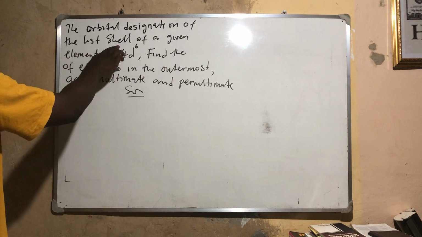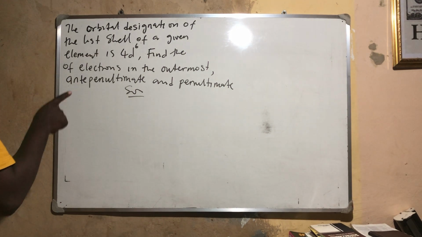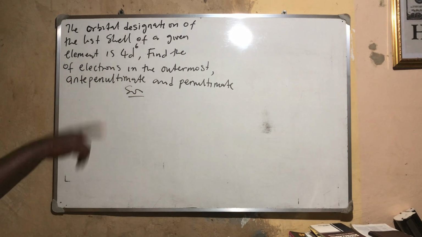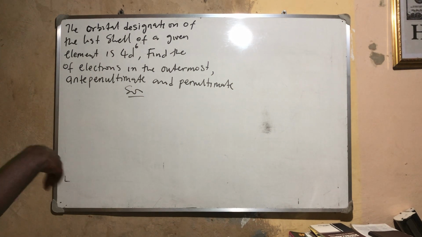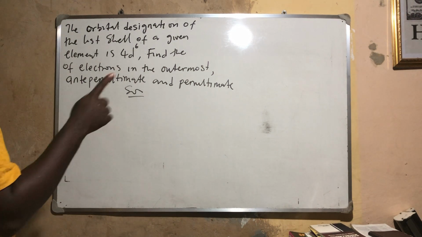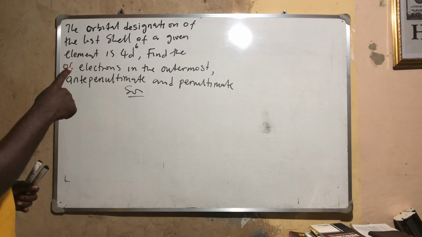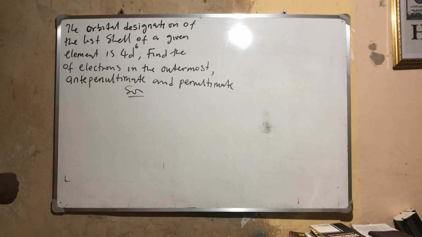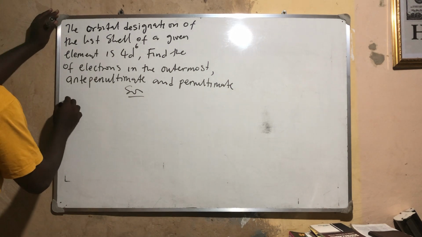They're telling us about shell and not orbital. So let us now get the electronic configuration in terms of orbital so that we can know the total number of electrons, and we will now know the atomic number. Then from the atomic number, we will write the electrons in terms of shell. Then we can know the number of electrons in the outermost shell. So first of all, we have what?